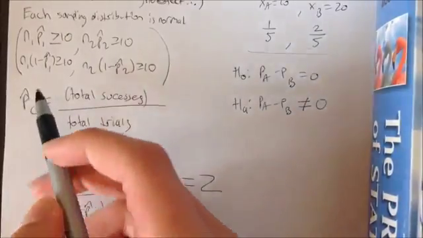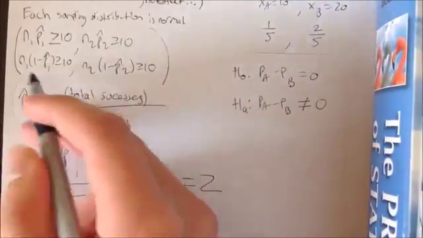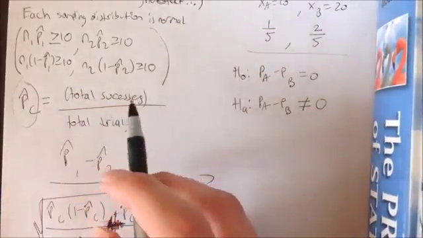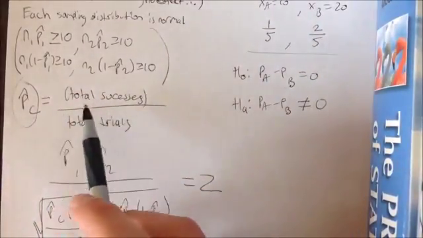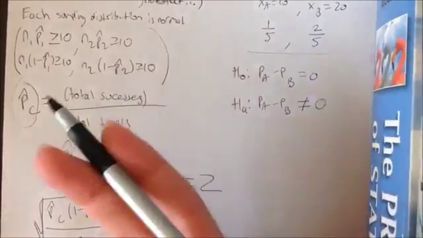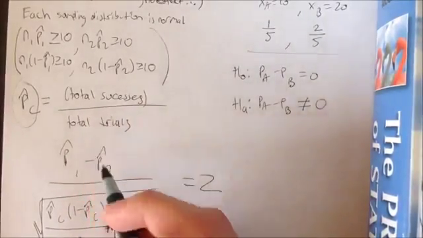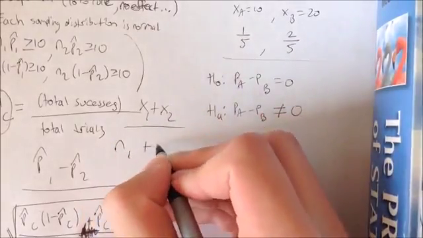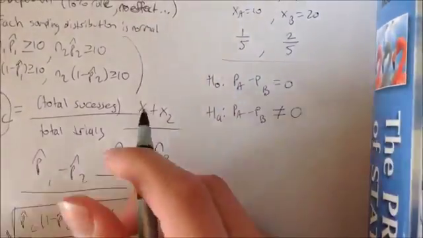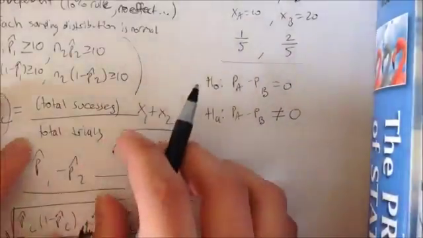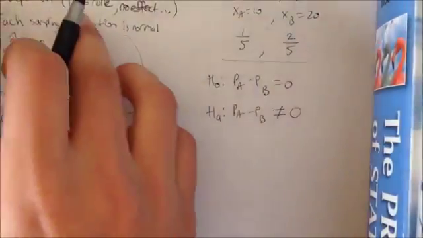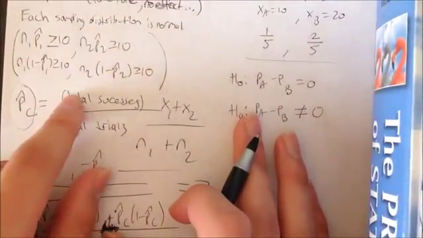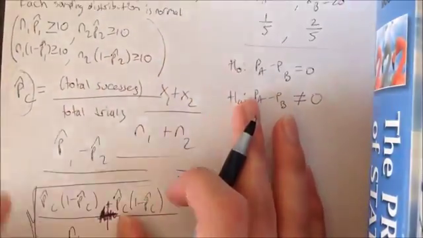When we move on to the test statistic, another mistake people will make is they won't combine, they won't pool the data. You need to pool the proportion into p hat c, and that is done by total successes over total trials, or x1 plus x2 over n1 plus n2, and that will give you your pooled proportion. You need to do that for the test statistic. You can't use p hat 1 and p hat 2 for your standard deviation.